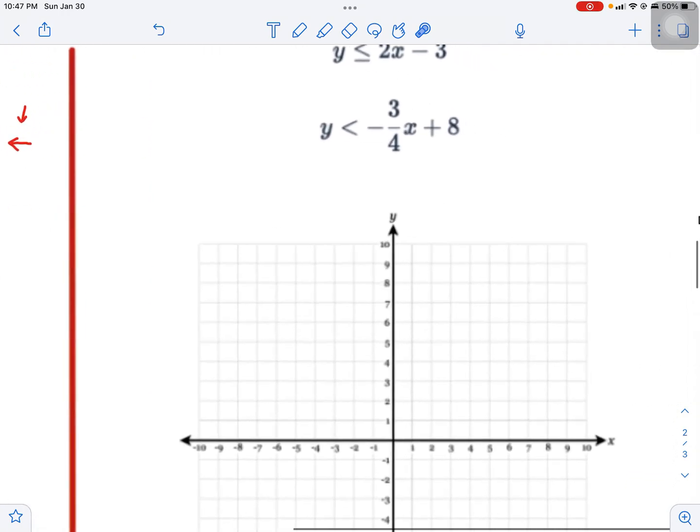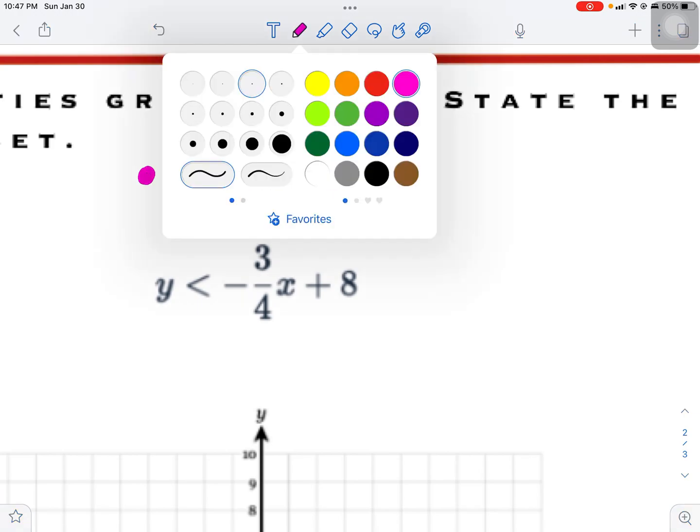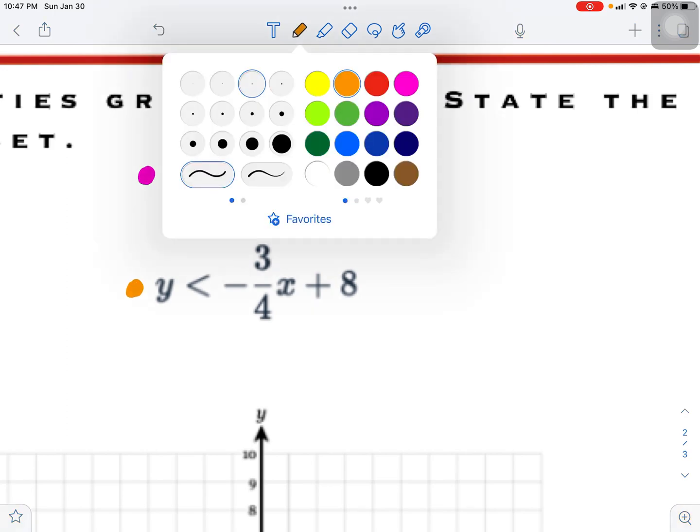Okay, let's try one more example here. All right, so let's see. We're going to make this one pink. And we'll make this one orange. The second equation orange. First equation pink, second equation orange.